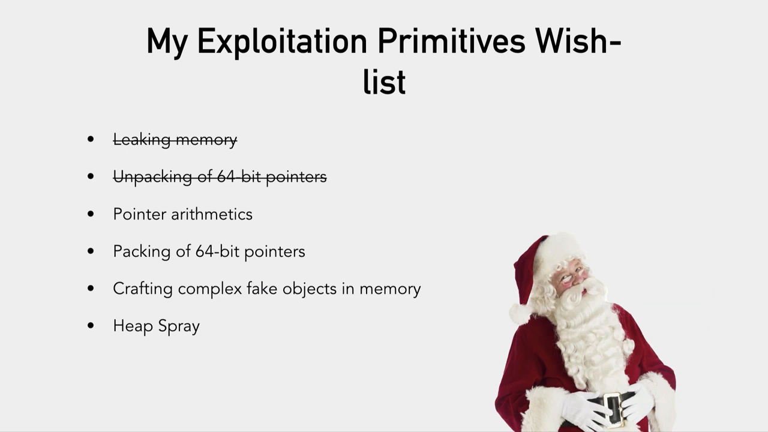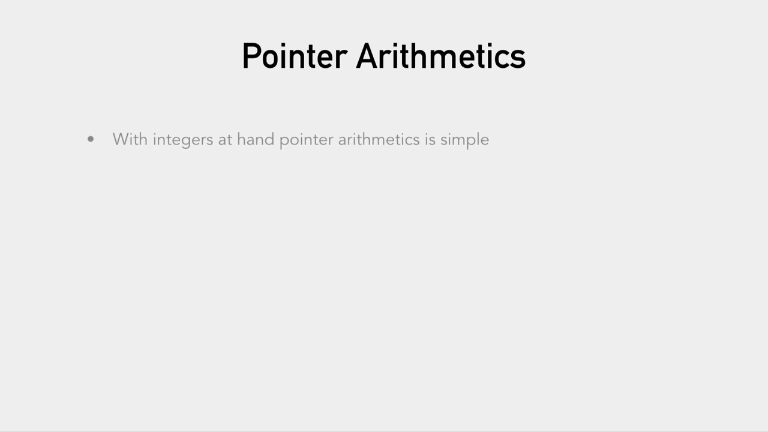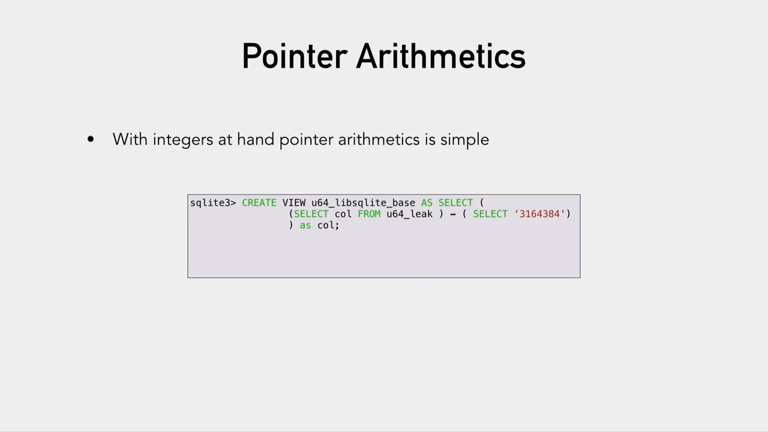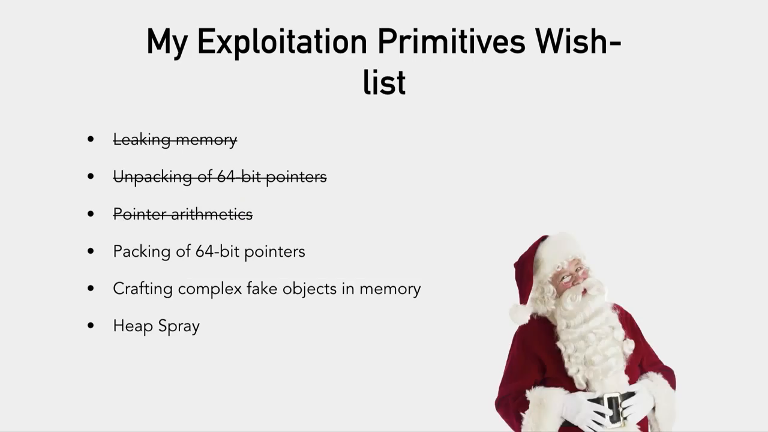Moving to pointer arithmetic, and it is actually really, really easy right now when we have integers at hand, right? All we have to do is in one subquery, we use our pseudo variables, and the other one can have any constant that we wish. And now we know where libSQLite is located.